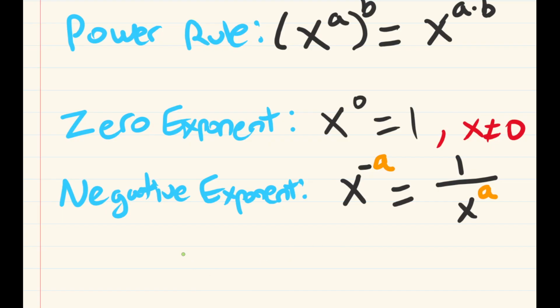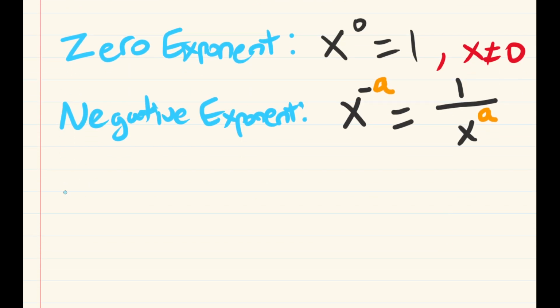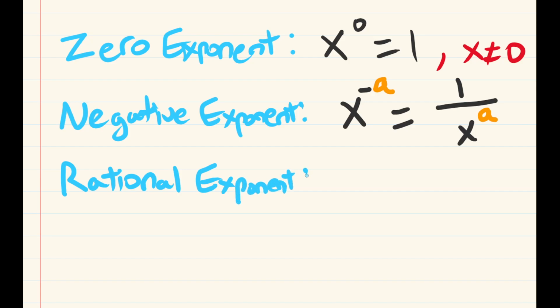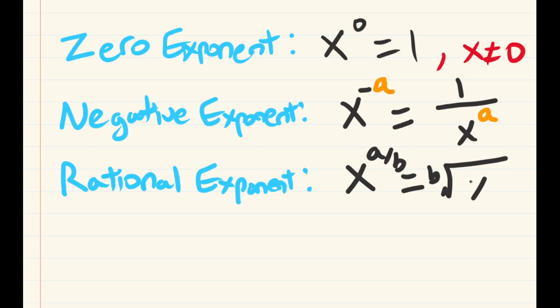And let's talk about one of the last things, rational exponents. But what if our exponent is a fraction? So rational exponent. Let's say we had x to the power of a over b. What does this mean? This is the b root of x to the a.